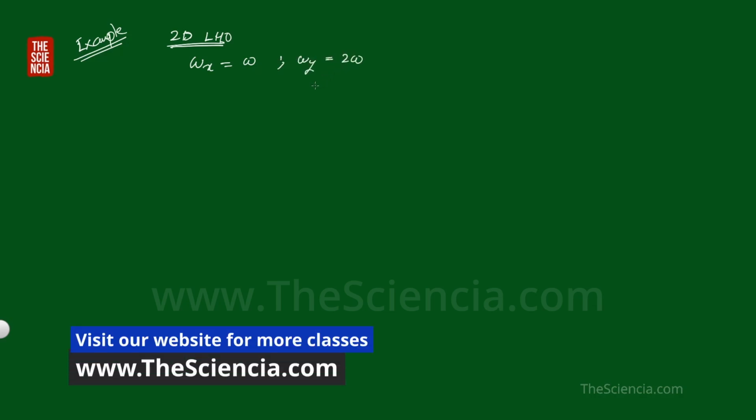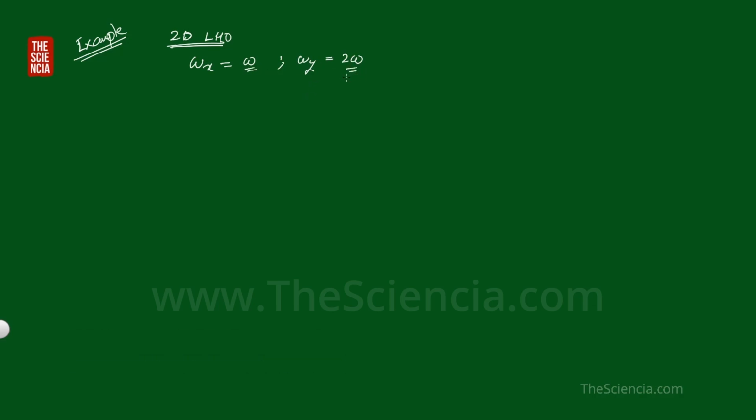Example problem. Let us consider a 2D linear harmonic oscillator. And for this 2D linear harmonic oscillator, the omega x is equal to omega and the omega y is equal to 2 omega. That means this is not an isotropic oscillator because the frequency of oscillation is different in different directions.